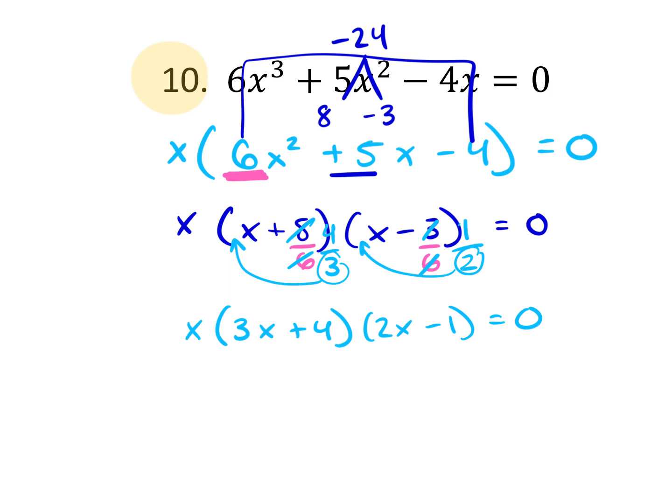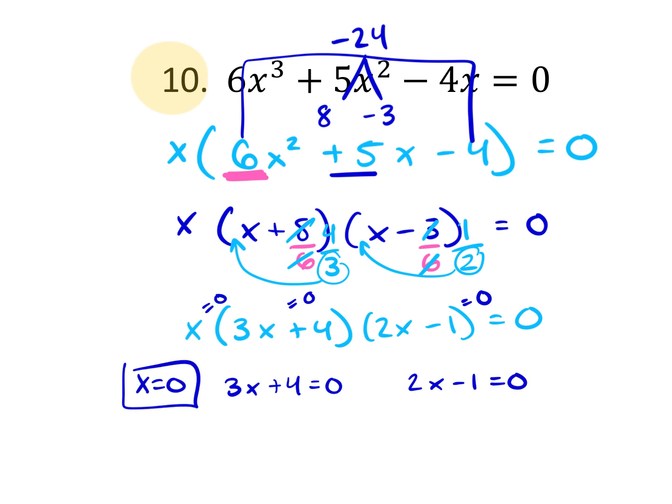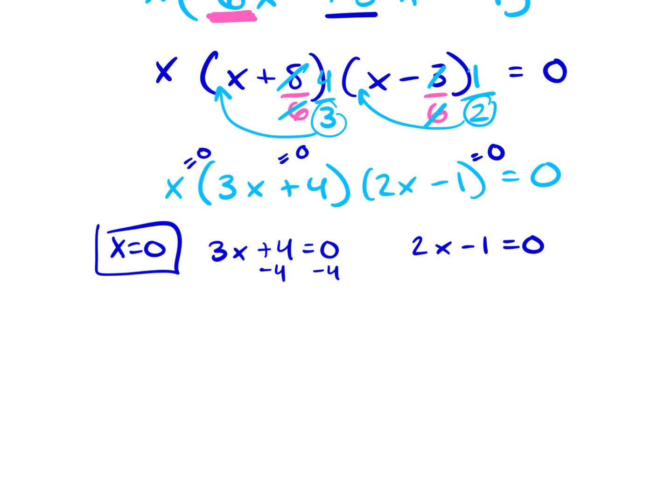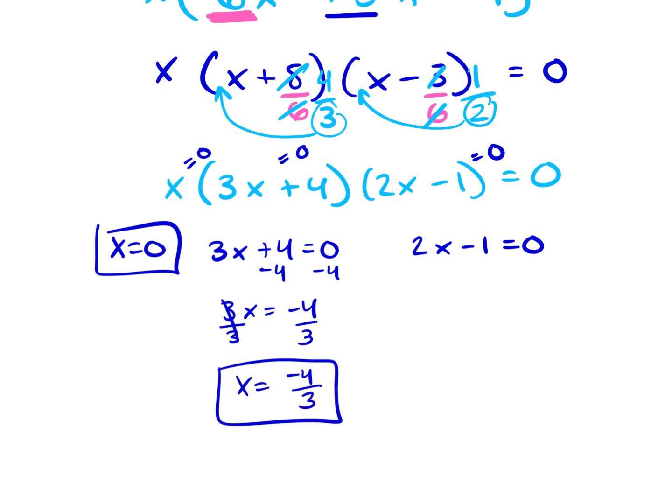Now we're not just factoring, we have to solve too. So I'm going to set each one of these equal to 0. So x equals 0, 3x plus 4 equals 0, and 2x minus 1 equals 0. So x equals 0 is already solved for us. That's one of our answers. We've got 2 more. Next one, I'm going to subtract 4 on both sides. So 3x equals negative 4, and then what do we do? Divide by 3. So x equals negative 4 over 3. So that's our second answer.